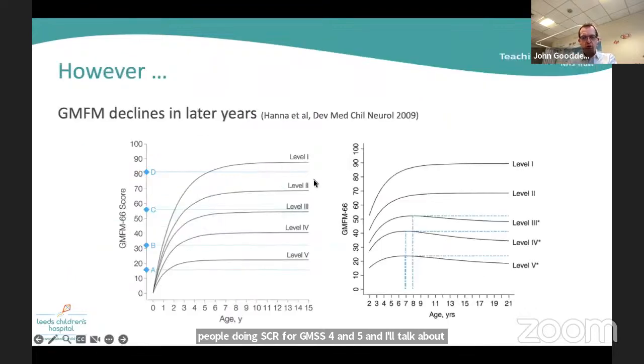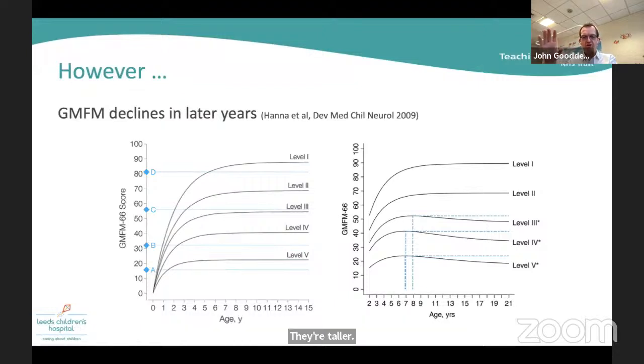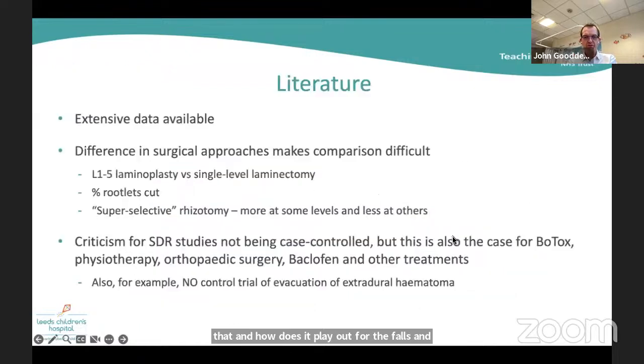The issue with all children is they grow, and as they hit the teenage growth spurt, they get heavier, the center of gravity changes, they're taller, and the extra body weight and the change in center of gravity means that a number of children then lose function as they go into the teenage growth spurt years, and they end up in a wheelchair in their early teenage years because they're heavier, they're taller, they can't move so freely. And this is one of the particularly interesting things with SDR: can we prevent that? Certainly for these GMFCS 2 and 3 children, can we prevent that? And how does it play out for the 4s and 5s as well?